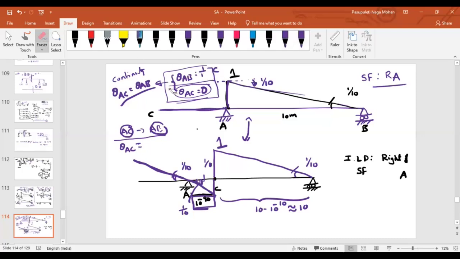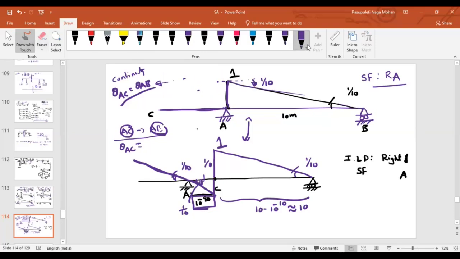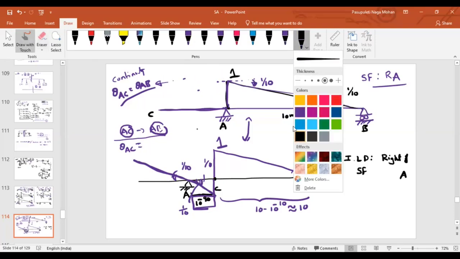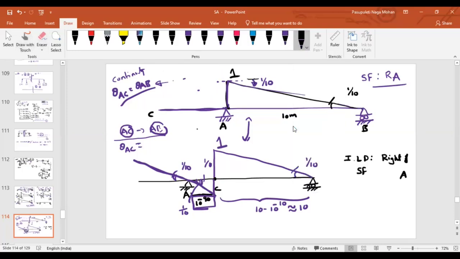Instead of stopping the diagram here, what we should do is rotate the member AC. In which direction? As in the present case, in the clockwise direction with a magnitude of 1/10. So if I draw like this, how much will it be? 1/10. Now it's clear, at least you have an idea.